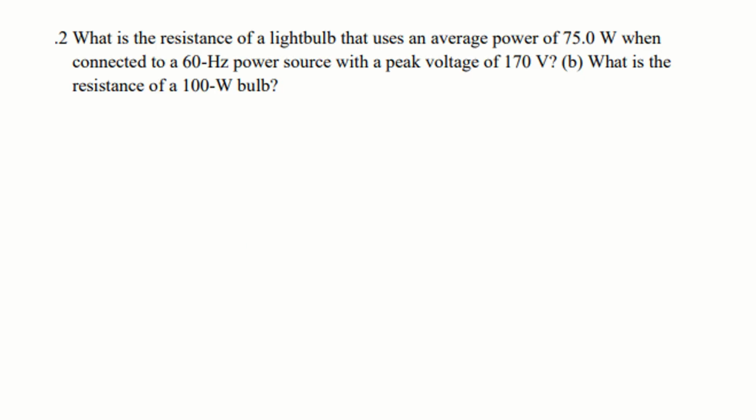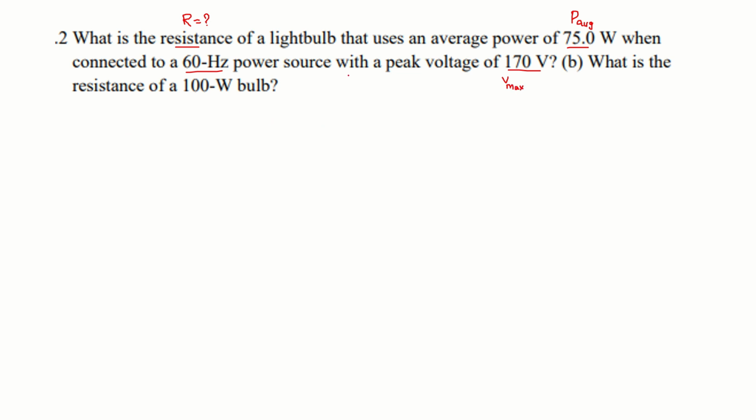Next problem. What is the resistance of a light bulb that uses an average power of 75 watt, when it is connected to a 60 Hz power source with a peak voltage of 170 volt? Okay, we have to find the resistance. The average power is given to us, and also the peak. Peak is also called the max.